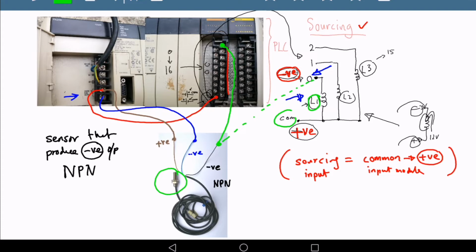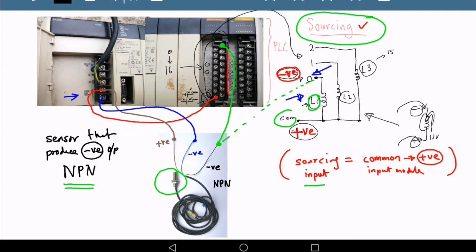It's the same principle. Okay, so this is where and why you need to know the difference between the function of NPN and PNP sensor. Alright, so now this is sourcing. So how about syncing? Okay, number 2, how about syncing input?